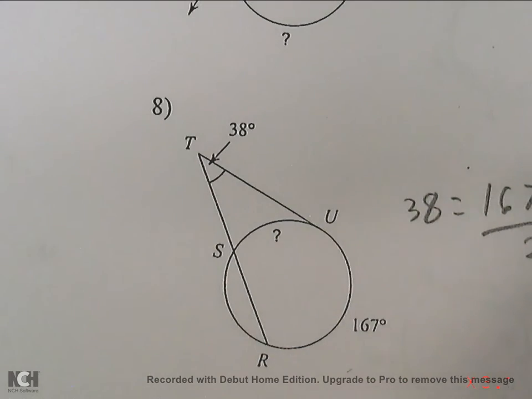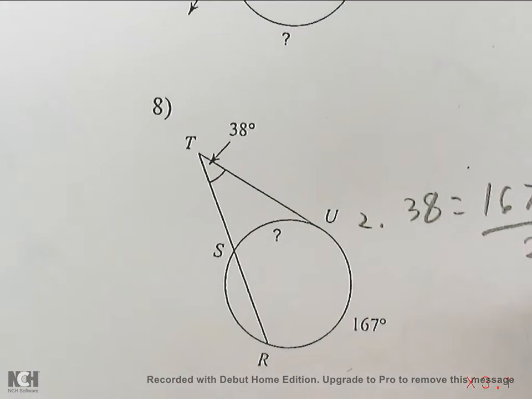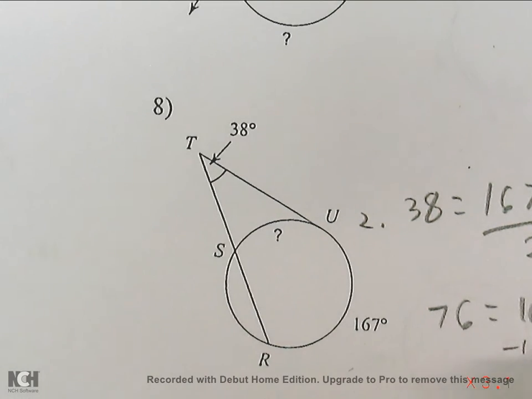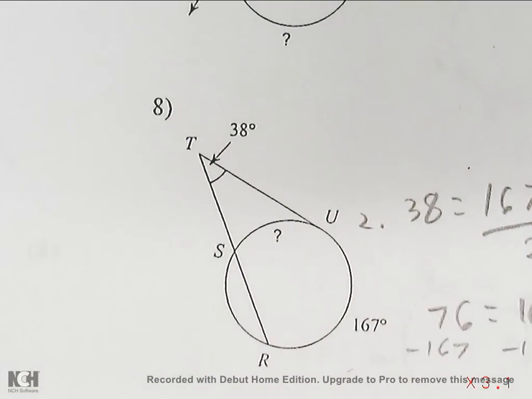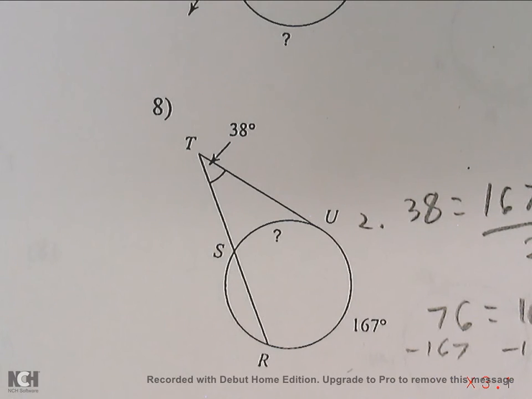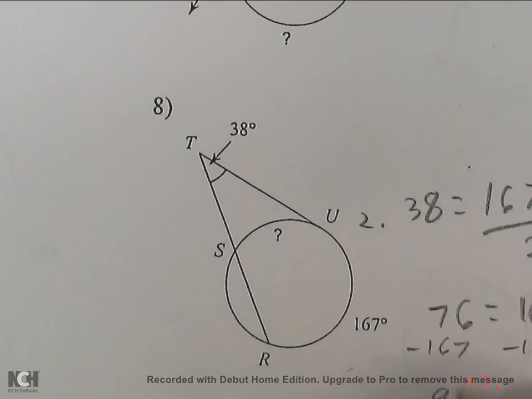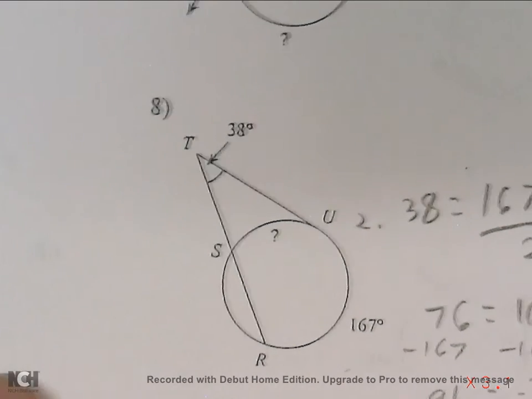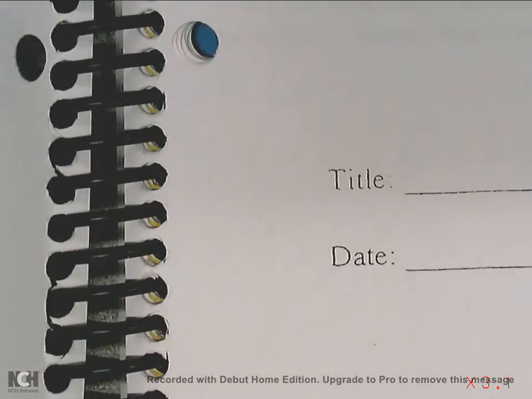So first thing I'm going to do is times each side by 2 to get rid of that. And I'm going to get 76 is equal to 167 minus question mark. Then I'd subtract the 167. 76 minus 167 is negative 91 equals negative question mark. I get rid of the negative by dividing, and that intercepted arc, the near arc, is going to be 91 degrees. Okay, and then I'll do one more example, you guys.